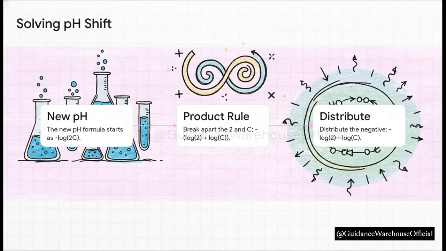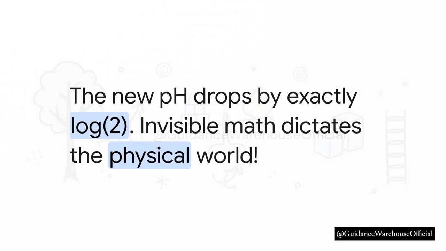Step 1. Our new pH is the negative log of 2C, where C is our original concentration. Step 2. We apply the product rule to break apart the 2 and the C. That gives us negative, open parentheses, log 2 plus log C. Step 3. Distribute the negative sign. We end up with negative log 2 minus log C. And since negative log C was our original pH, the new pH is exactly the original pH minus the log of 2. By doubling the hydrogen ions, the pH drops by exactly the logarithm of 2, which is roughly 0.3.